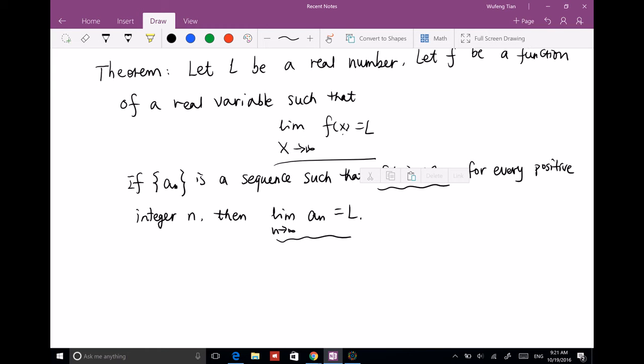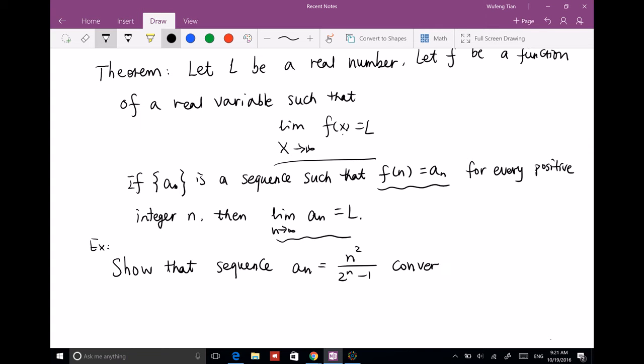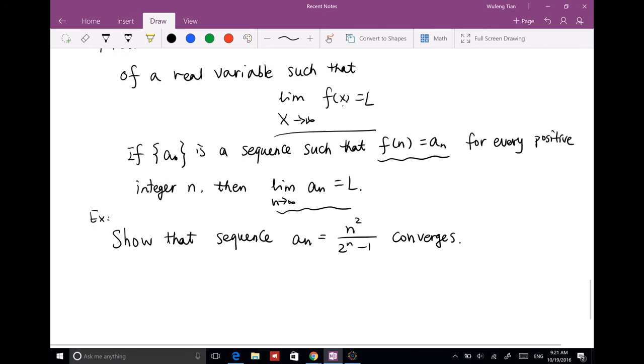Alright, so example. Show that the sequence an equals n squared over 2 to the power n minus 1 converges. Show this sequence converges. Okay, so how do we prove that?